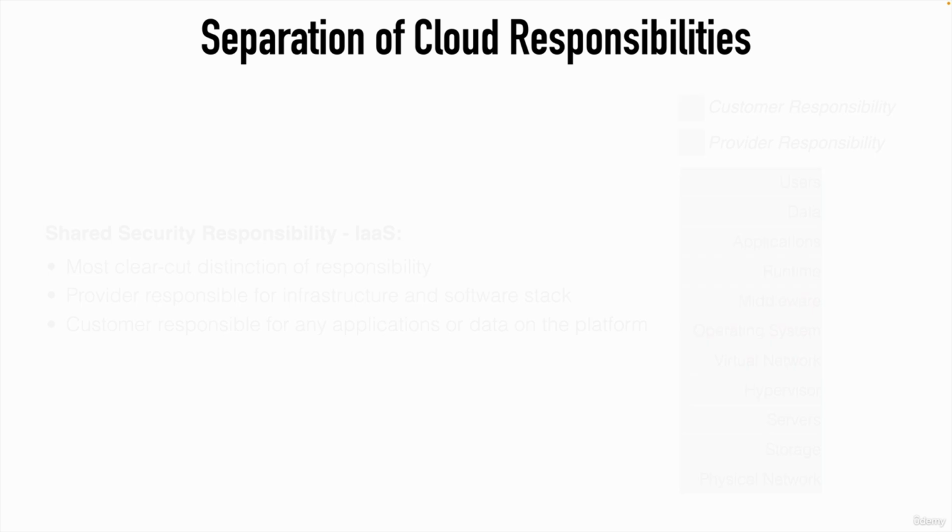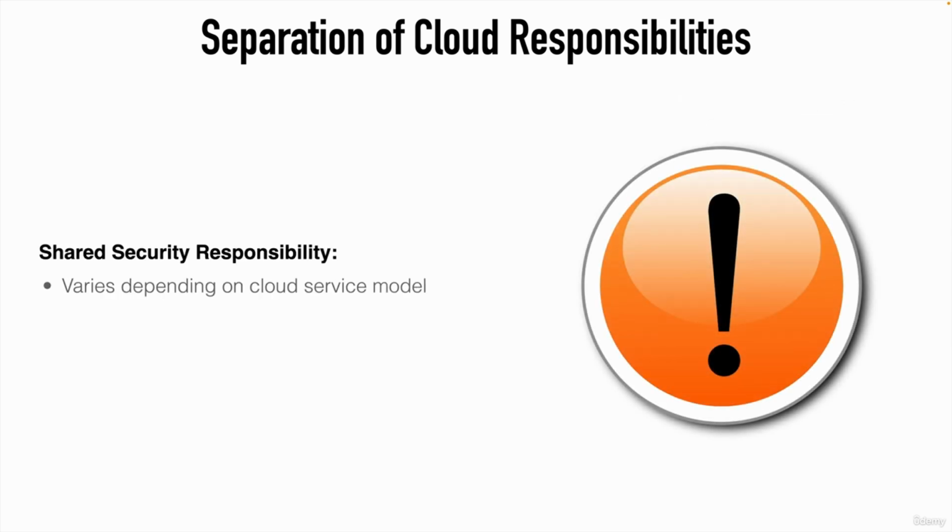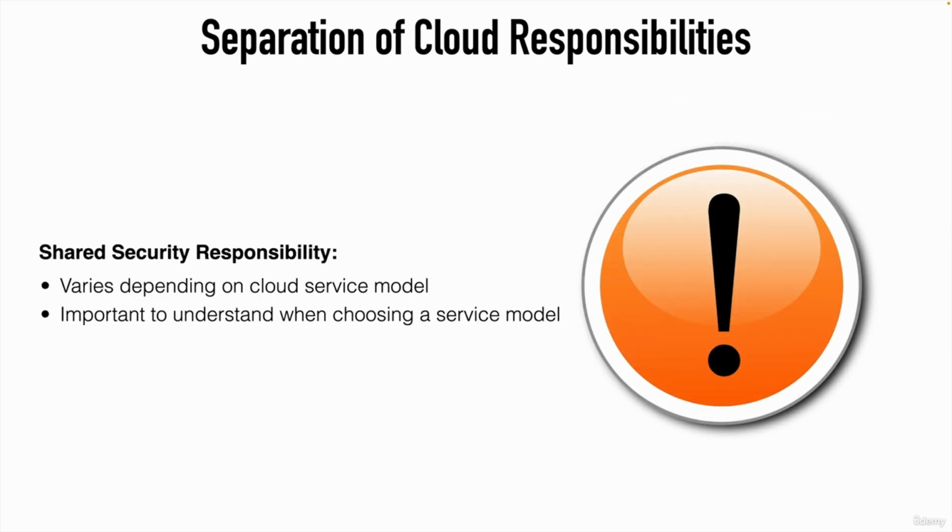So as you can see, just how much of the shared responsibility falls to the customer side of things is going to depend on the service model that you're using. This is important to understand when you're choosing a service model. If you use AWS for IaaS and maybe you choose to use Azure for SaaS, then you have two different levels of responsibility as a customer, and you want to be aware of that.